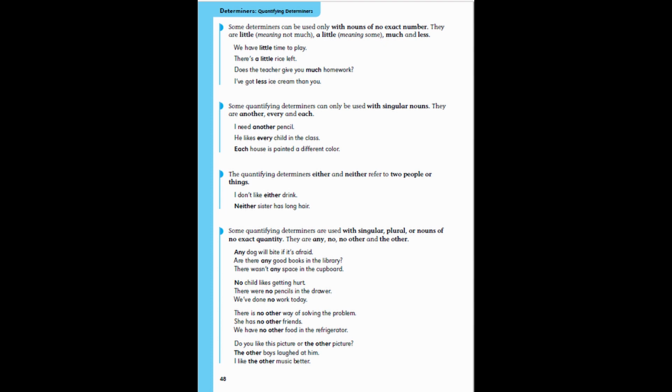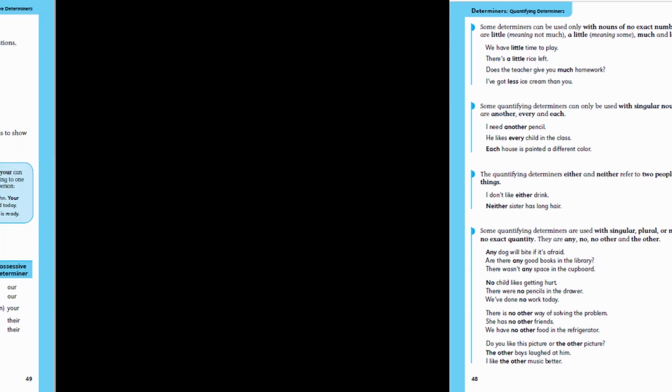All right. So these are used with singular, plural, or nouns of no exact quantity. Basically, these are used everywhere, and these are very, very common. So just get used to these examples, and these are used very commonly in spoken English, so you have to practice them. And like I said, any questions, anything else, bring it up during the online lecture.